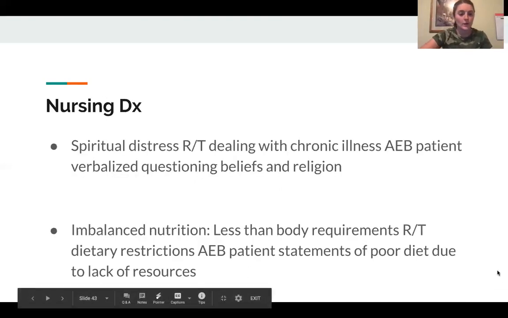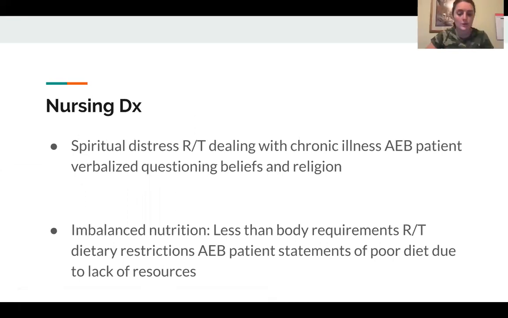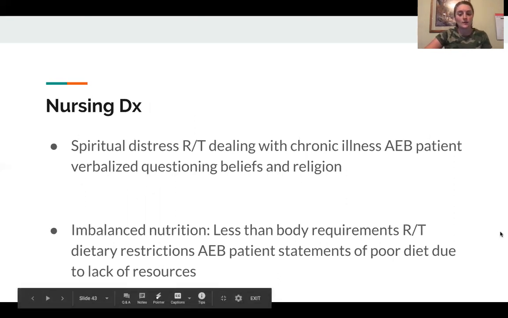So at this point, our nursing diagnoses for Joseph are spiritual distress related to dealing with chronic illness as evidenced by patient verbalized questioning beliefs in religion, and also imbalanced nutrition, less than body requirements related to dietary restrictions as evidenced by patient statements of poor diet due to lack of resources.